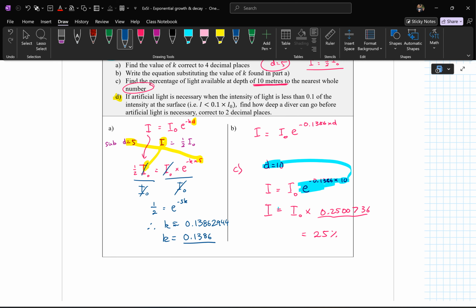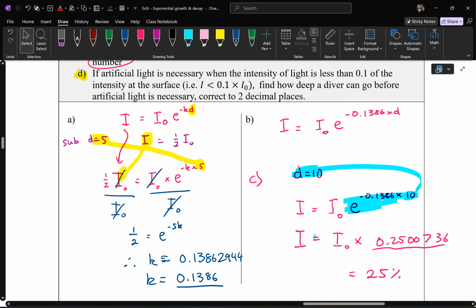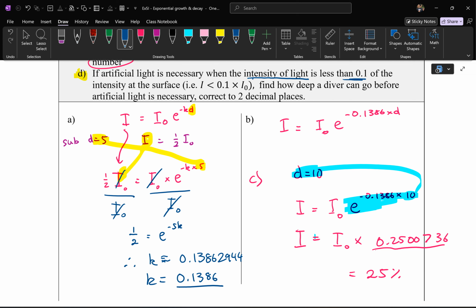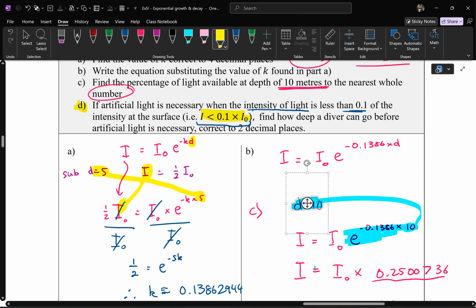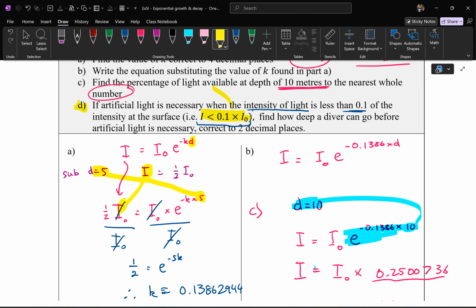Part D, it's a similar idea, except this time you want the intensity of light to be less than 0.1, which is 10%. So what they're really saying there is before you had 25%, well, what if I want the intensity of light to be less than 10% of its intensity? So just in case you didn't understand, this was the little hint to give it to you. It says intensity of light is less than 0.1, which is 10% of I naught. And if you didn't get C, hopefully this part of D would also give you a hint to do C, because that's telling you 0.1 is essentially that 10%.